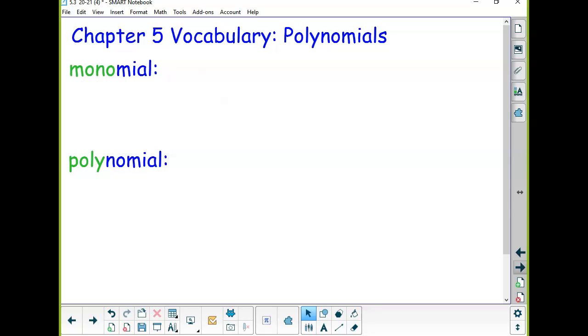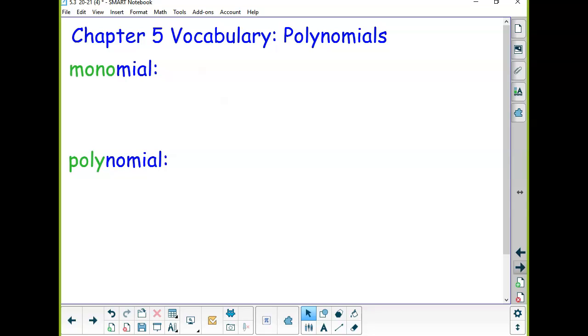Okay, so we're going to start with vocabulary. If you've mastered this vocabulary, you don't have to write it down. It all depends on where you're comfortable. Now, we've learned this before, so it's nothing brand new. But we're going to start defining 2 different terms. The first one is monomial.